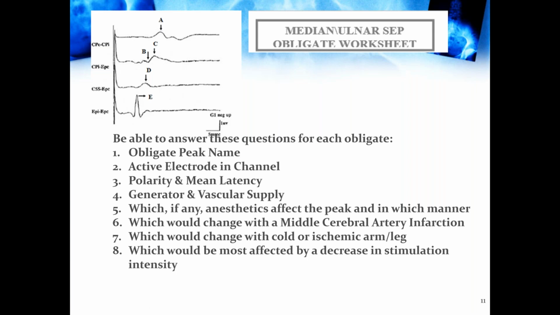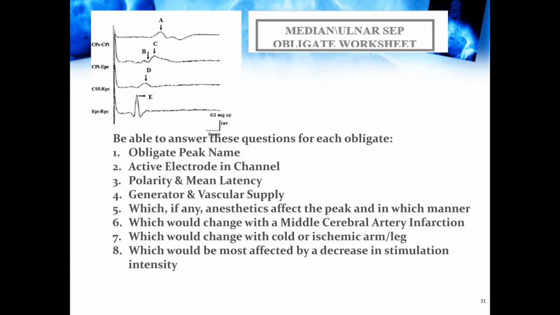What would change with a cold or ischemic arm and leg? How would the data look different? What would be most affected by a decrease in stim intensity? Which one peak? And of course, that would be your Erb's point. So for upper SEP, lower SEP, and BAER, brainstem auditory evoked response, you need to be able to answer all these questions for every obligate peak.